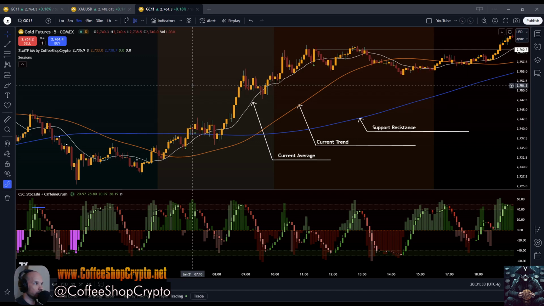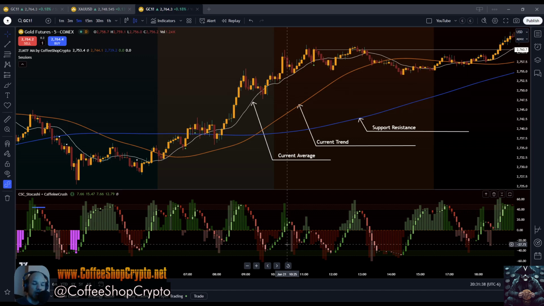Also, I'm going to be making the attempt to make a higher time frame version of the Stocashi, just like this. The zero lag already looks at high time frame.